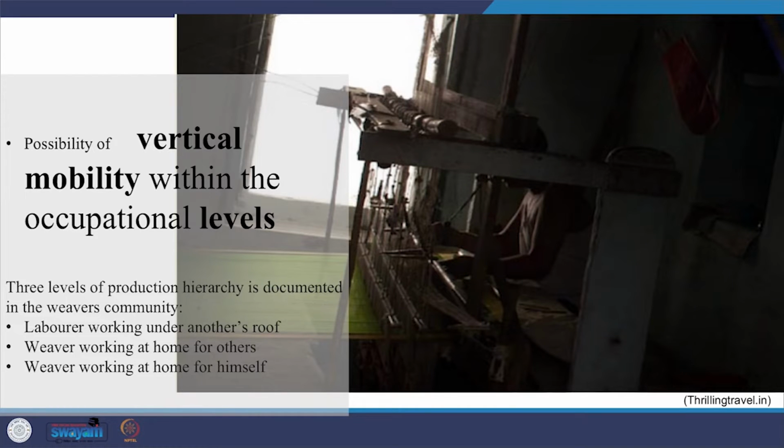As documented by Neeta Kumar, there are 3 levels of production hierarchy. One is laborer working under another's roof. Second, we see weavers working at home for others. And third, the highest level we see is weaver working at home for themselves. So, they are in charge of the entire business. So, we see this vertical mobility which is there within the system for the weavers.